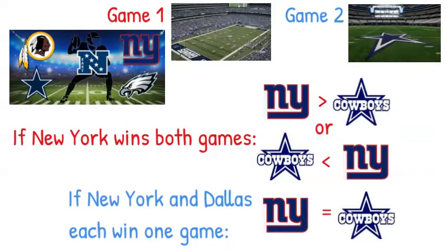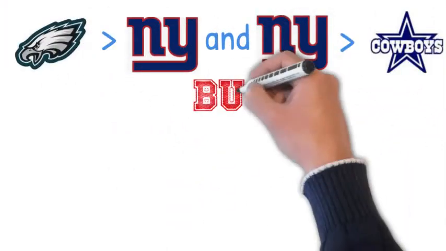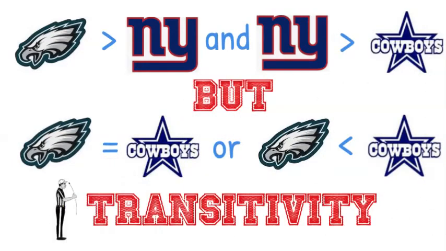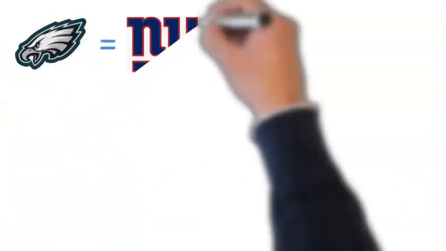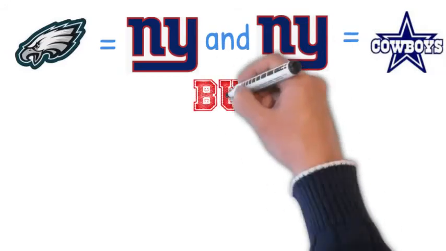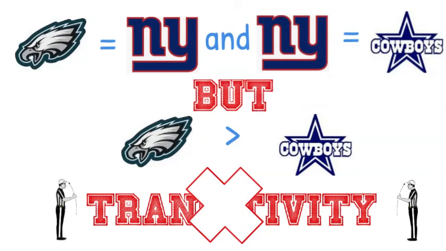Then start checking the relationships to see if there is an example where the transitive property does not hold. For example, if Philadelphia is greater than New York, and New York is greater than Dallas, but Philadelphia equals Dallas or Philadelphia is less than Dallas, that would violate transitivity. Another example where transitivity would be violated might be if Philadelphia equals New York and New York equals Dallas, but Philadelphia is greater than Dallas. Dig in and see what you find. Good luck and have fun with it.